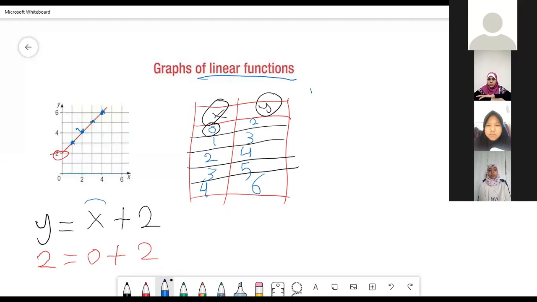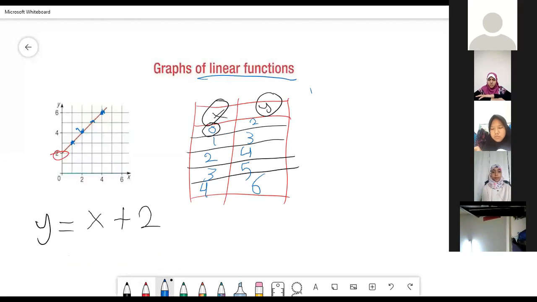Guys, in this case, we replaced x with 0. So what's the value of y when x equals 0? It is 2, right? According to this rule. So this satisfies our first value. X was 0 and y was 2. This is correct.